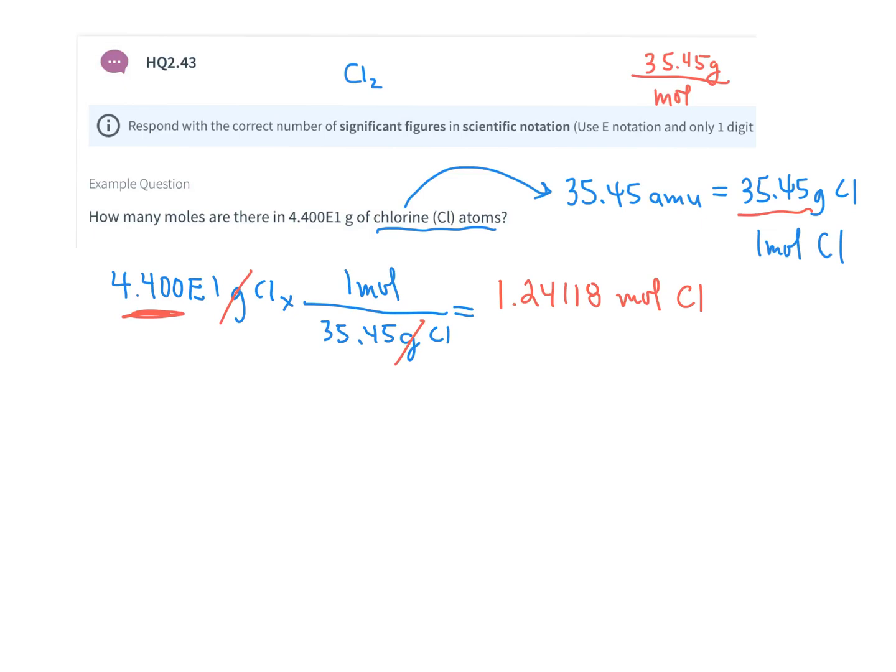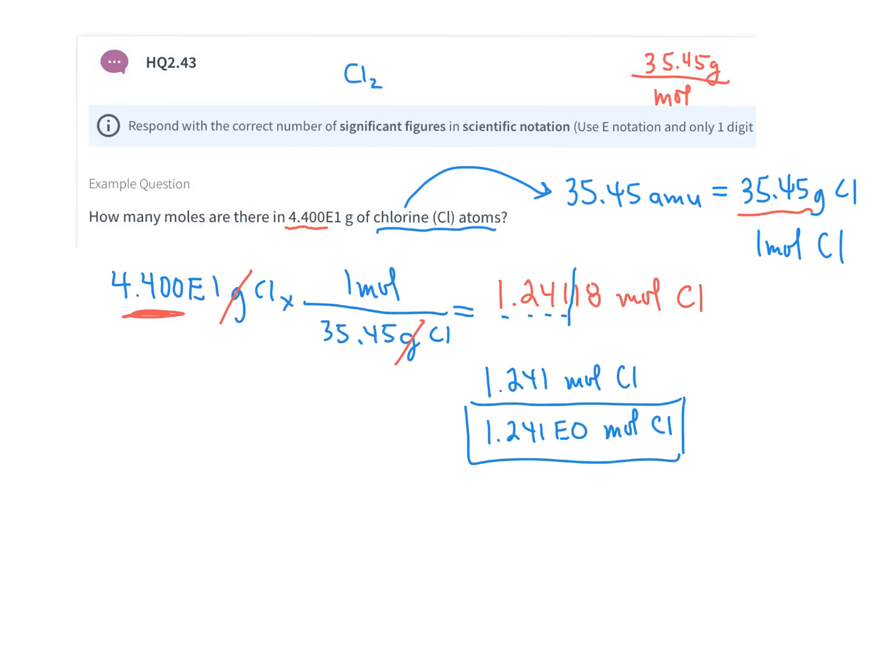Now for our significant figures, right? We've got 4 significant figures right here in the weight that we measured. So I should report the answer to 4 significant figures, which means I would have 1, 2, 3, 4. I would drop everything after that. So my answer would become 1.241 moles of chlorine, and in scientific notation, 1.241 e to the 0 moles of chlorine.